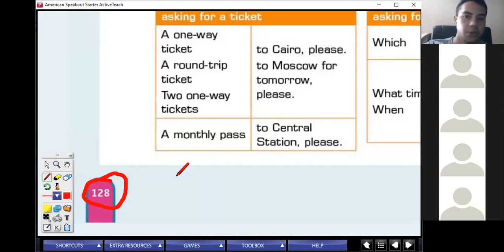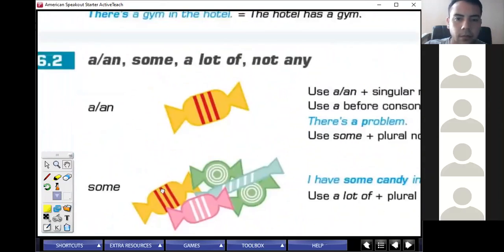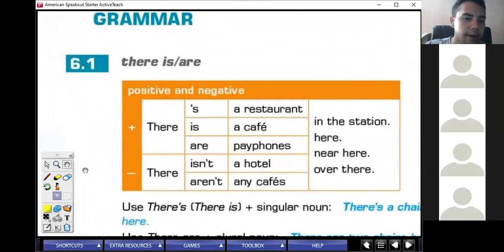Okay, are you already on page 128? Yes. Okay. Okay, 6.1.